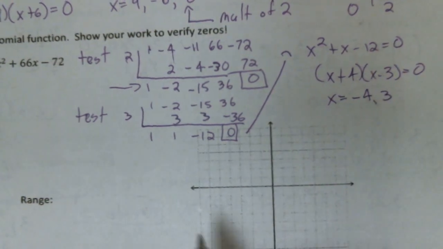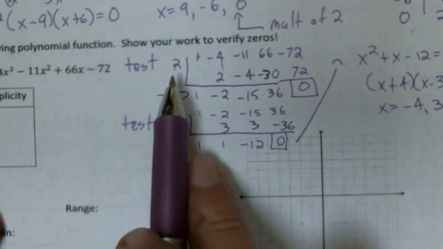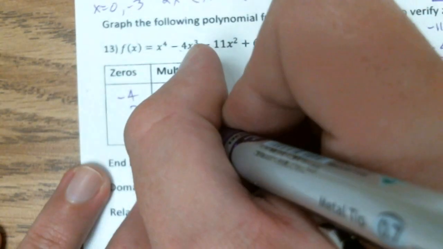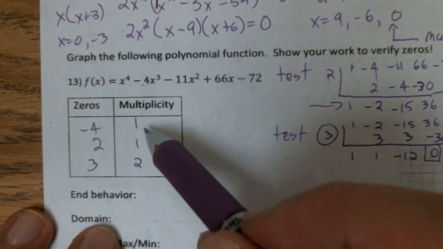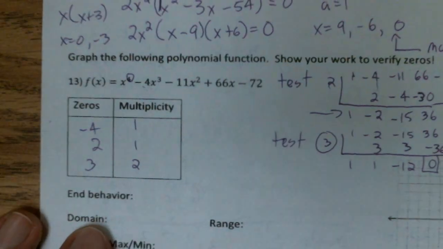Okay, so I've got a negative 4. That only shows up once. I've got a 2 that shows up once, but I've got a 3 that shows up 2 times. So the 3 has a multiplicity of 2. Add up your multiplicities, 1, 2, 3, 4, and that equals my quartic raised to the 4th power.